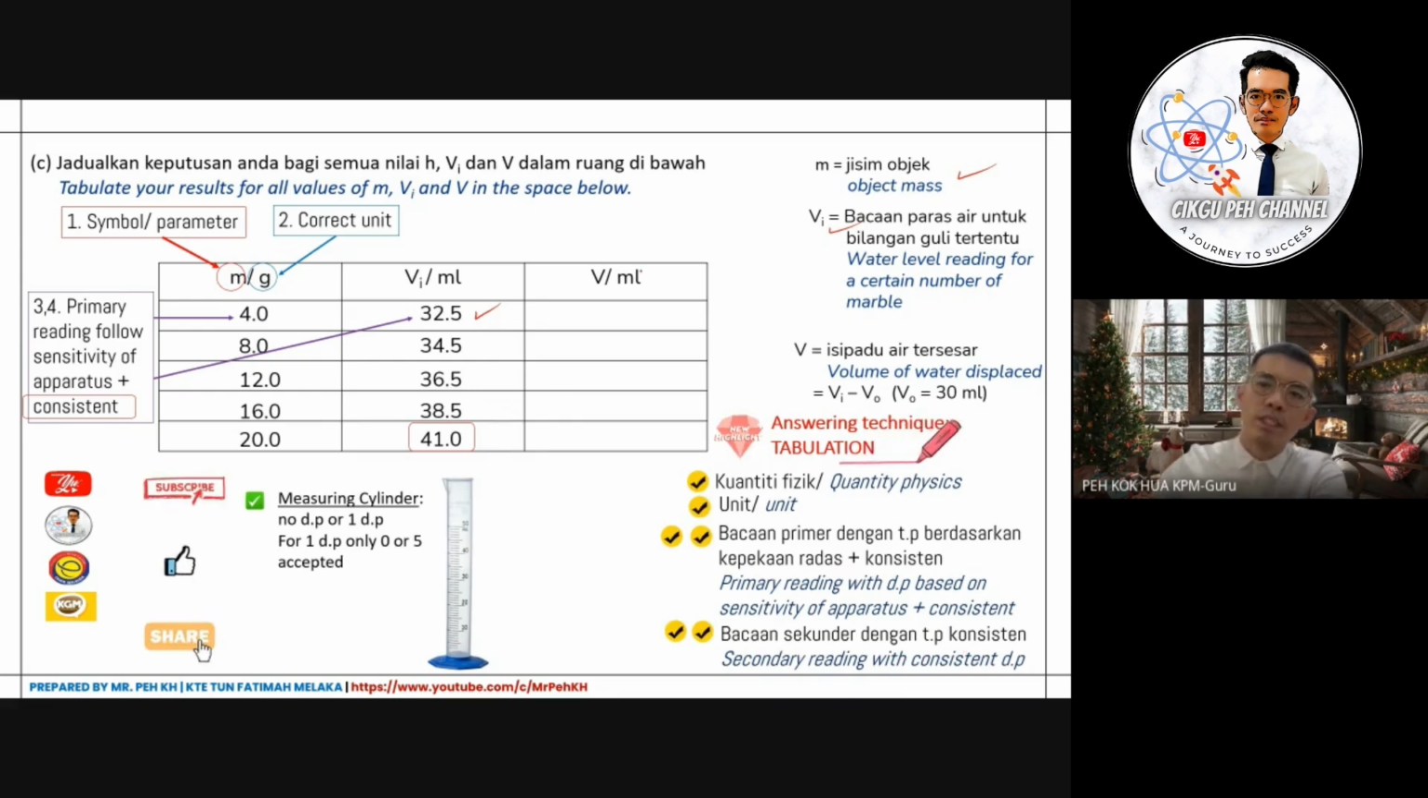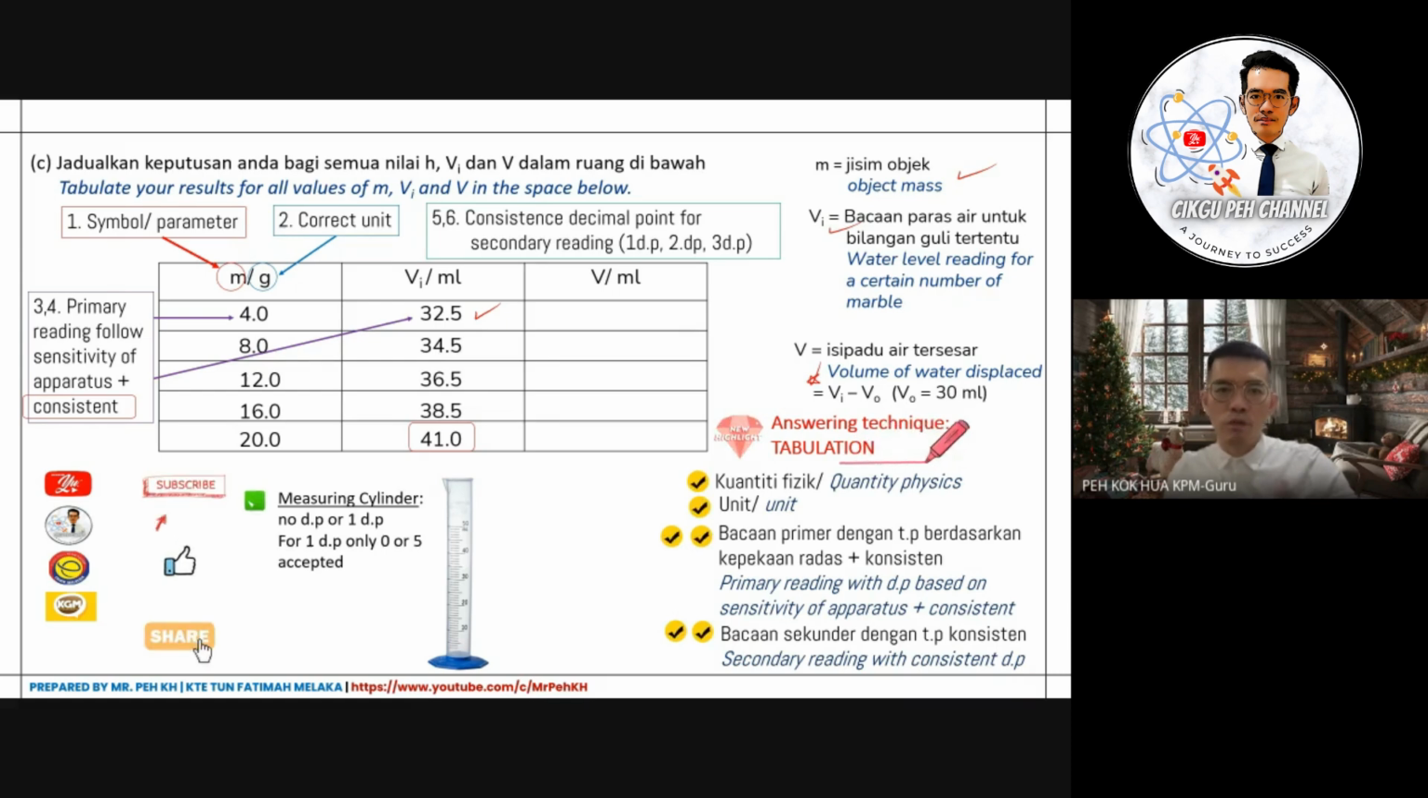Okay, so just now we explained already, the formula for V, or volume displaced, will be V1 minus V0. For mark number 5 and number 6, the consistency here refers to the decimal point needed for your secondary reading. So when going through the calculation, for example here, minus, this data we consider as secondary reading. And you can give 1, 2, 3, or no decimal place, also possible for this experiment, because as I mentioned to you, this follows the measuring cylinder sensitivity. But here I select 1 already.